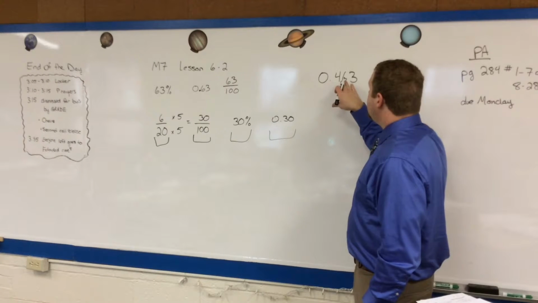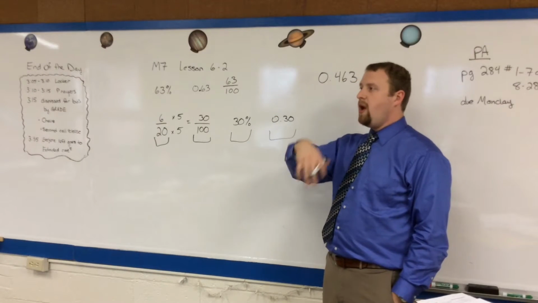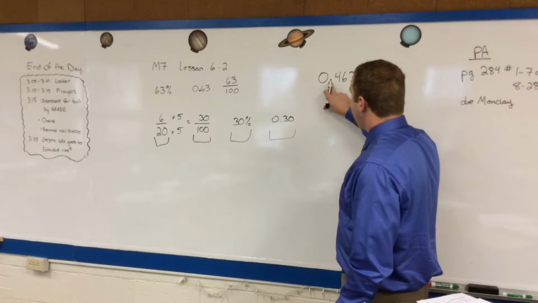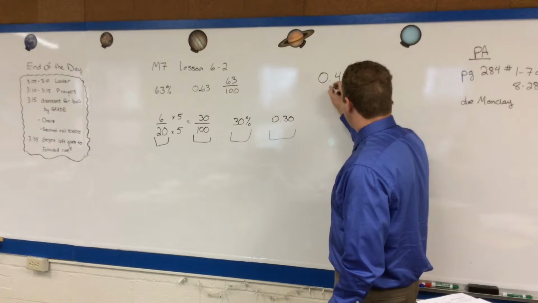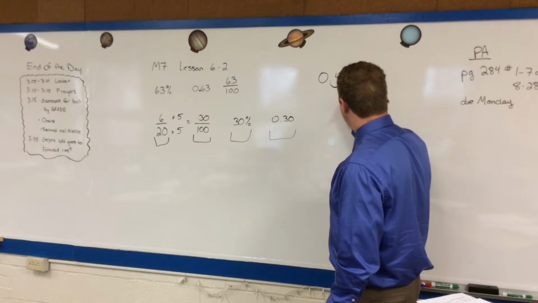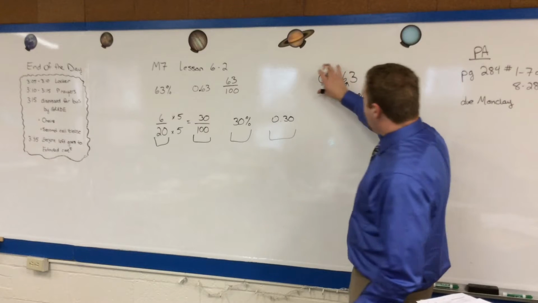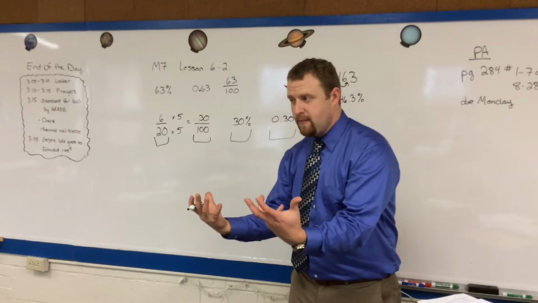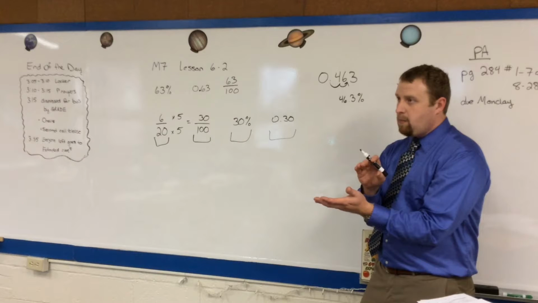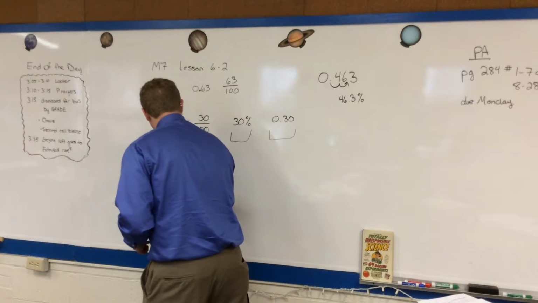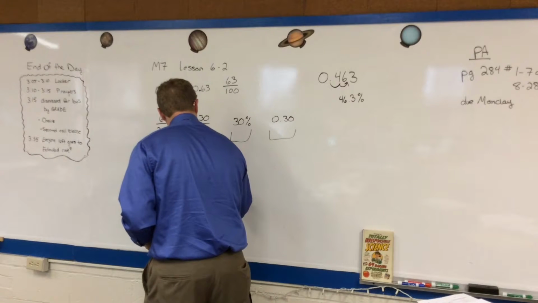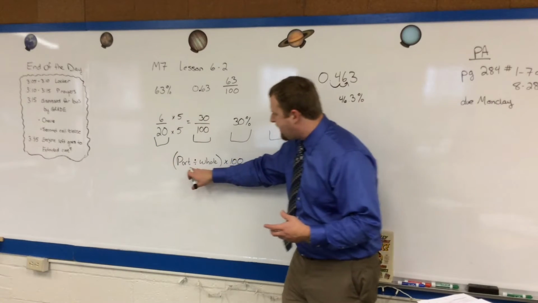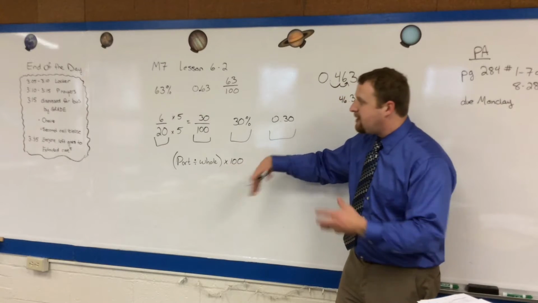If I want to convert this into a fraction, or a percent, this is what I would do. This is the same thing as 46.3%. Anytime you have a decimal version of a percent, if you multiply it by 100, it turns into a percent. If you recall from our first lesson, which was Tuesday, I said take the part, divide it by the whole, and multiply by 100. What you're doing when you do that is you're finding the decimal, and then you're multiplying that decimal by 100 to get the percent.